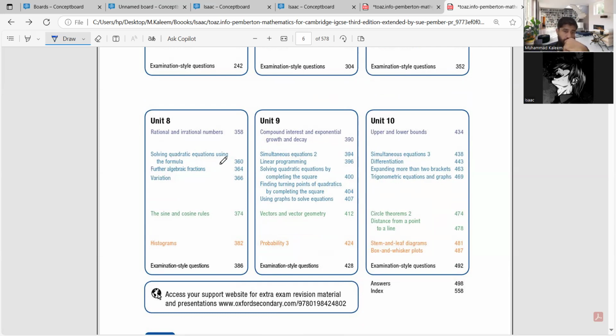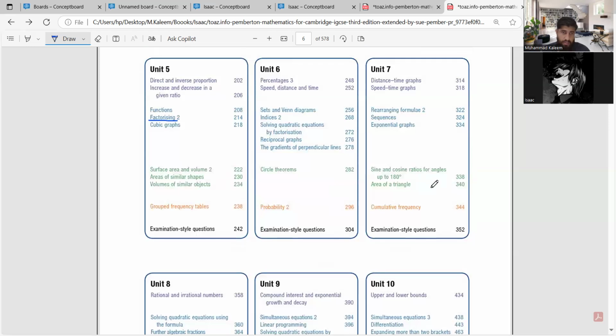Solving quadratic equations using the formula. Finding the turning points. Completing the square. Linear programming. Let me decide which. Yeah, we have to understand this topic now.